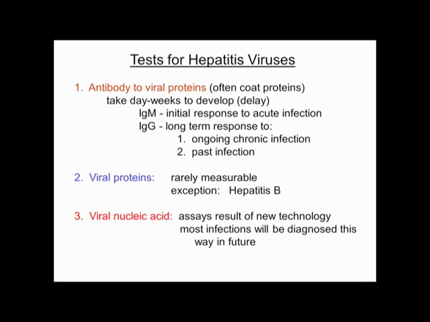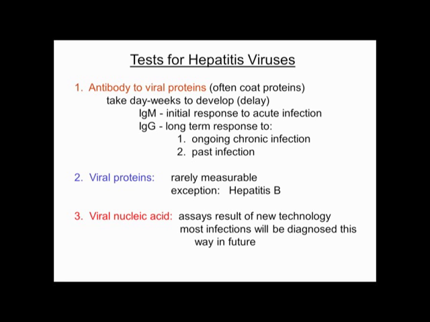Viral proteins in the blood, we really usually can't measure. The number is small. I'm going to show you the exception is Hepatitis B. It's a bizarre virus. It makes an enormous excess of one of its coat proteins, and there's so much in blood that it's actually easy to detect. But that's unique for that virus.